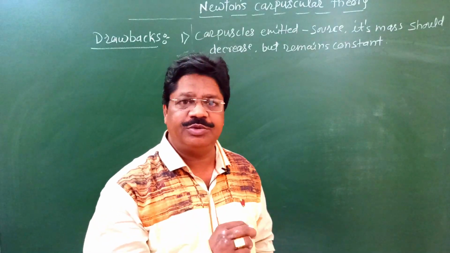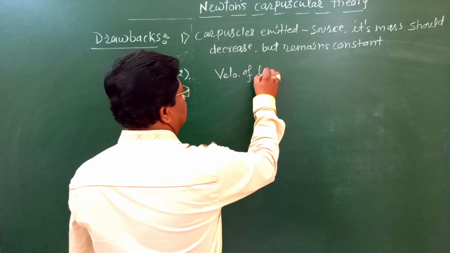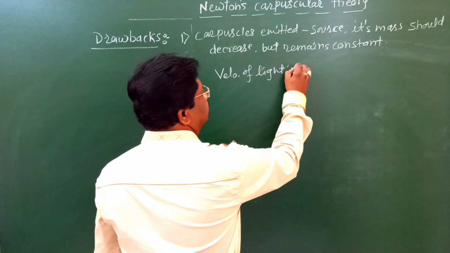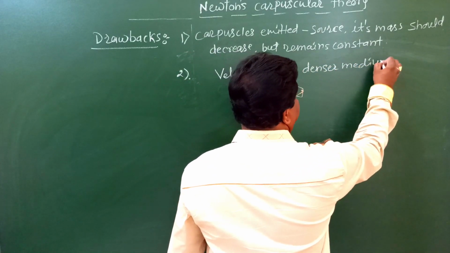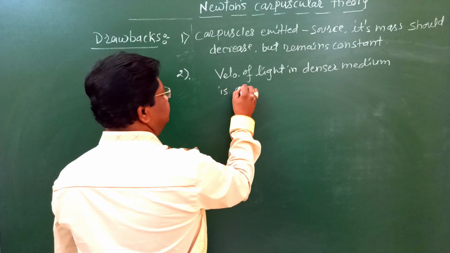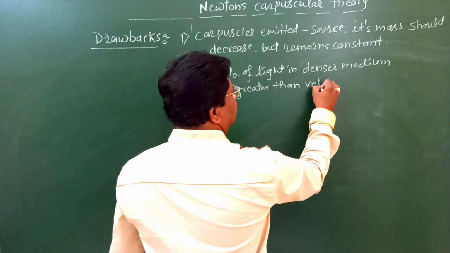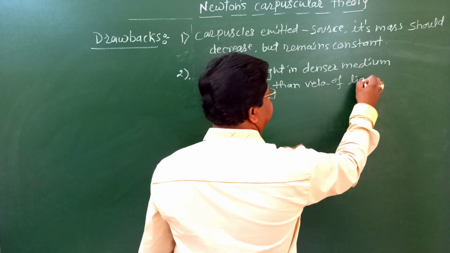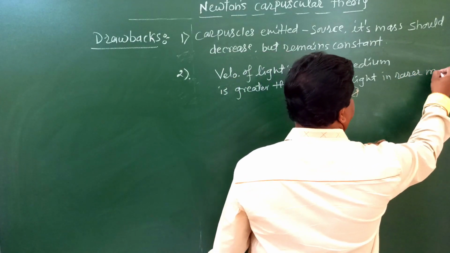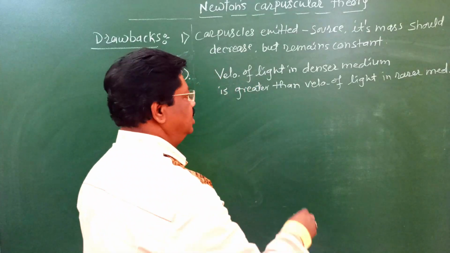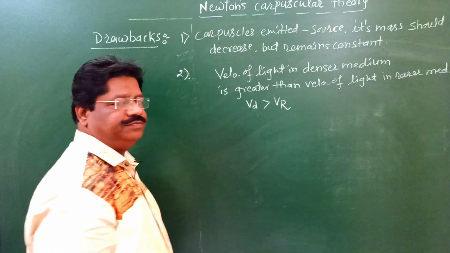According to Newton's corpuscular theory, the velocity of light in a denser medium is greater than the velocity of light in a rarer medium, and which is not true. That means V_D is greater than V_R.